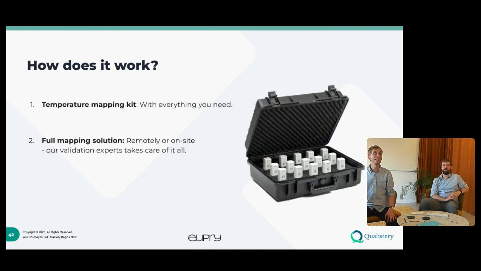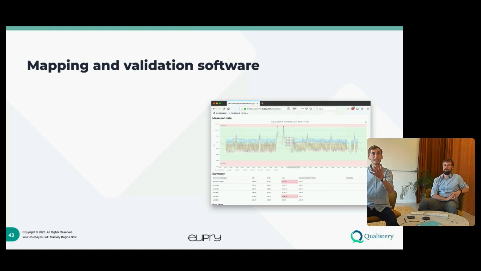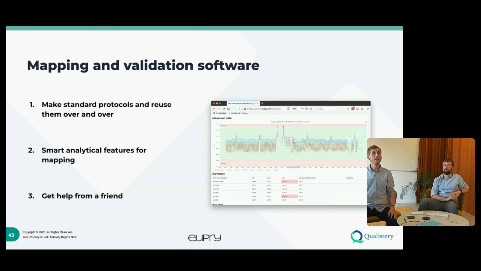The way it works is that we can either give you a mapping kit and you can do it yourself, or you can get help from Jakob and his team, either a full on-site solution or a remote installation where we basically help you remotely and you can do it yourself again. In reality, it's about a software system and some mapping equipment. And this allows you to easily access some standard protocols and reuse them over and over. Imagine having hundreds of cooling units that you need to map, and then just having a system where you can always just use these standard protocols and reuse them.